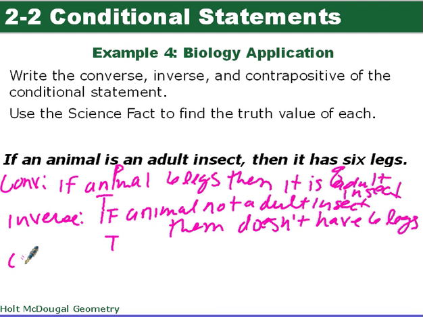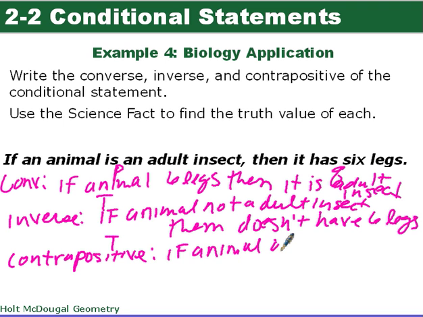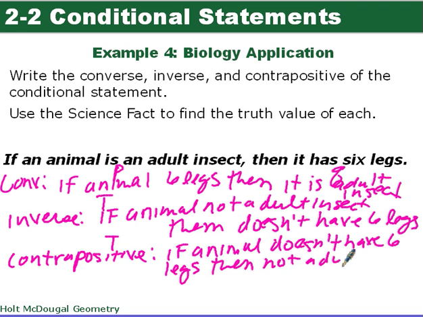And then contrapositive, we're going to take our converse and make that negative. So we switch the front and the back and make it negative. If an animal doesn't have 6 legs, then it's not an adult insect. And again, that seems to be true.